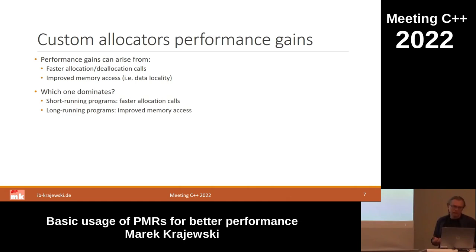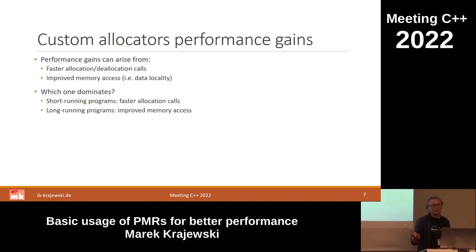There are two possibilities to increase performance. First, faster allocation and deallocation calls. And the second one is by improving memory access and memory layouts of the allocated data. Which one dominates depends on the program. For short running programs, faster allocation calls will dominate, and for long running programs, of course, memory layout, fragmentation, memory diffusion, things like that.